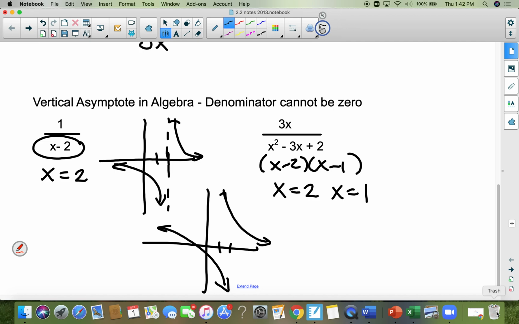You might not know this, but horizontal asymptotes you can cross over. Vertical asymptotes you cannot ever cross over. There are problems in math where you can cross over horizontal asymptotes. So, okay, moving on.